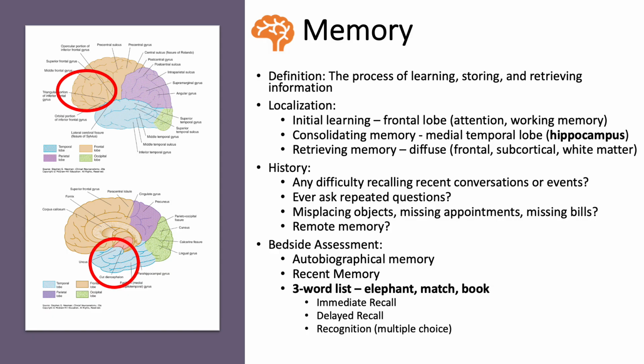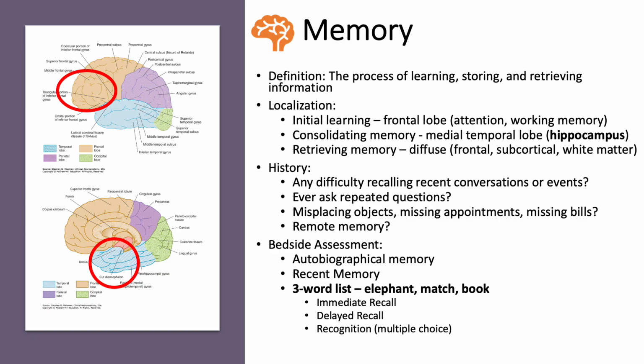Initial learning is frontal lobe determinant. So again, you need to be able to be paying attention. You need to have a functional working memory. And then these memories are consolidated in our medial temporal lobe, in our hippocampus, so that when we look at images of patients with cognitive impairment and dementia, we really pay attention to the hippocampus and the medial temporal lobe, because we tend to see degeneration and atrophy in these areas of the brain, and that is a hallmark of most types of dementia actually.